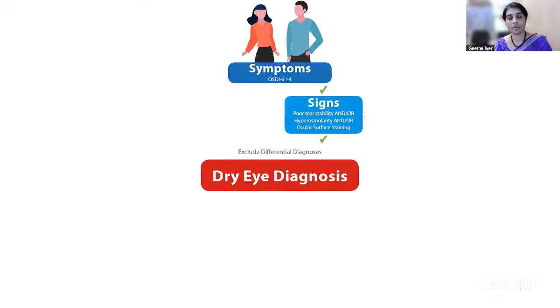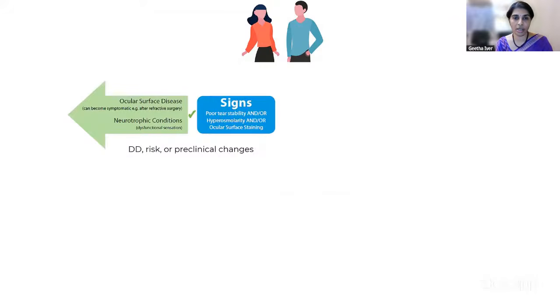So we look back at the graph that we have already seen. This is something that we know. When you have symptoms and when you have signs, and you have excluded the differential diagnosis, what you're dealing with is a dry eye diagnosis. When you do not have symptoms and you have only signs, then what you're dealing with is ocular surface disease or neurotrophic conditions, or it could be a dry eye differential diagnosis, a risk factor, or preclinical changes.